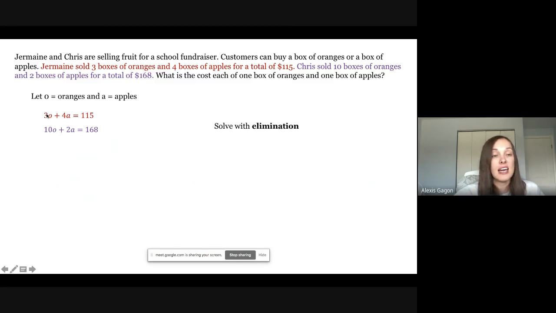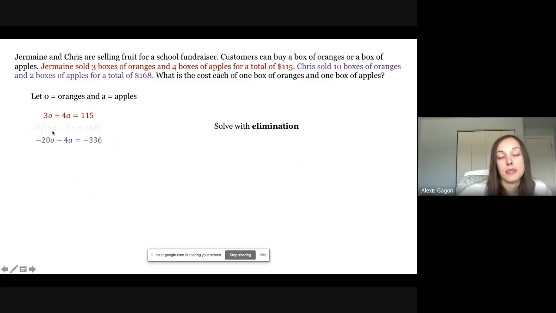So that means I have to choose to eliminate one of these variables, either the O's or the A's. And in this case, I'm going to eliminate the A's because 3 doesn't go into 10, but 2 does go into 4. So this will be a lot easier to deal with. I can just multiply this bottom equation by -2, because then that's going to make this a -4A, which will then cancel that out right there.